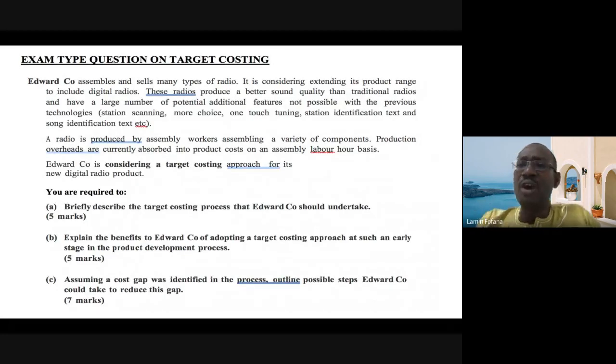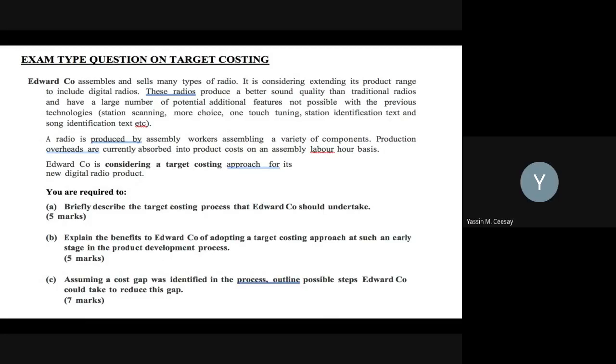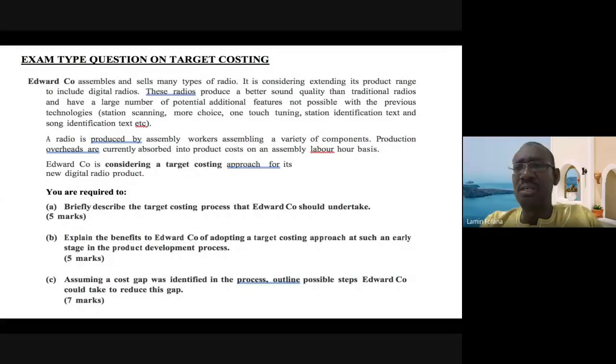Can you switch off one of your appliances, Yasin, please? It's echoing. I think it's my phone. It's two of them. So you need to switch off one of them. Otherwise, you keep echoing.